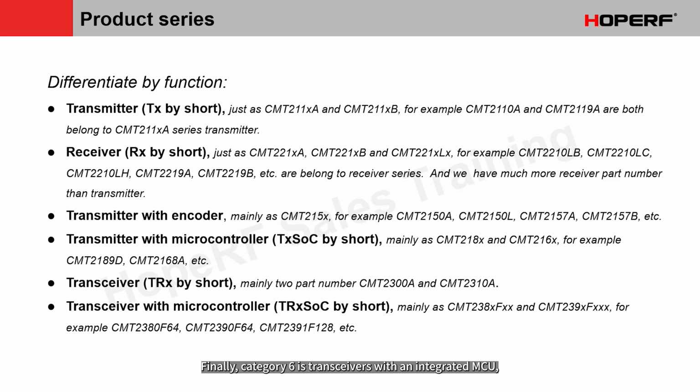Finally, Category 6 is transceivers with an integrated MCU, which we abbreviate as TRX SoC. In this series, we have two subcategories: CMT238XFXX and CMT239XFXXX. What are some of the models? For example, models like CMT2380F64, CMT2390F64, CMT2391F128, etc. All these are products in the TRX SoC series.